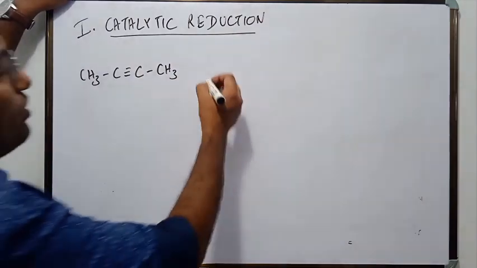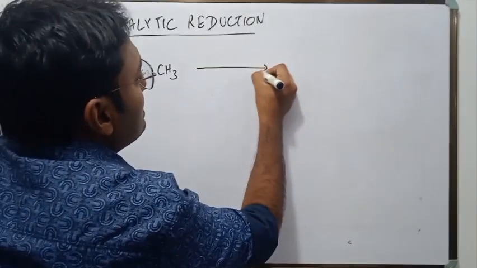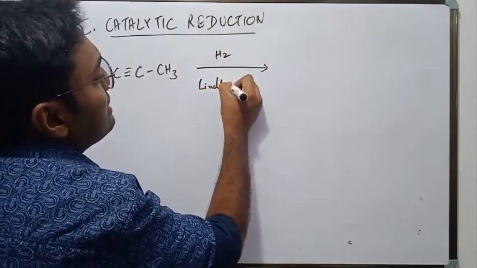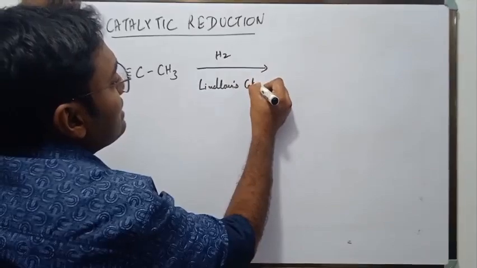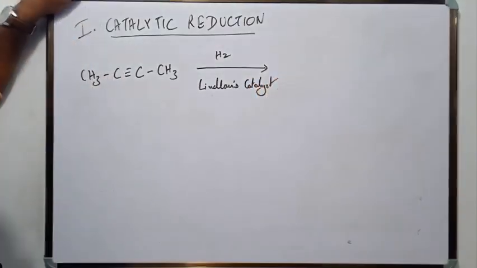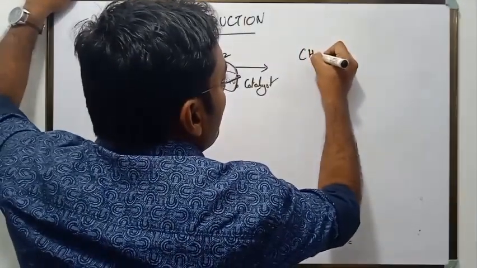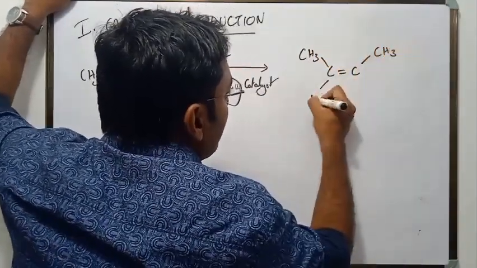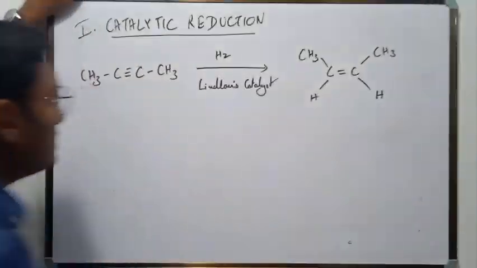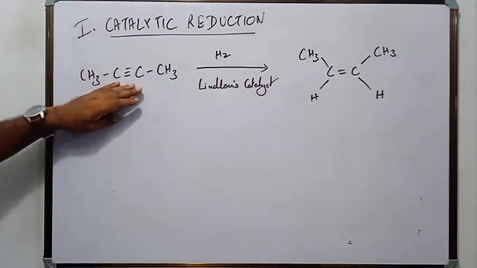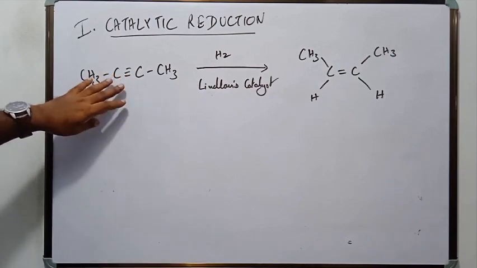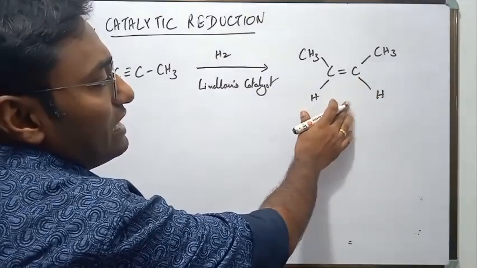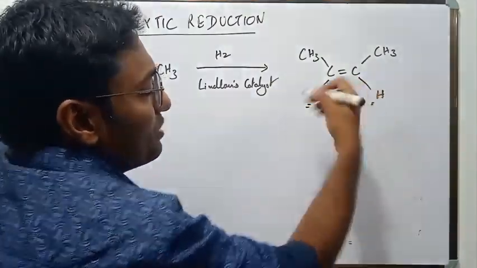Now you go for its hydrogenation in the presence of Lindlar's catalyst. If you do that, you will get your cis alkene in your hand. This is 2-butene, right? Now you are getting here a cis alkene. The important thing is the geometry of the molecule.